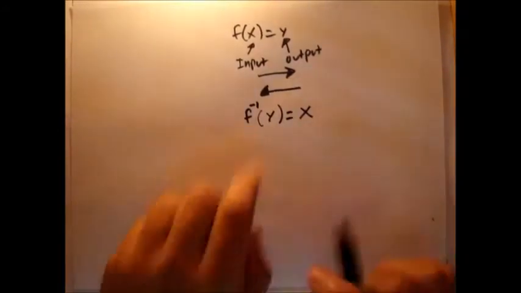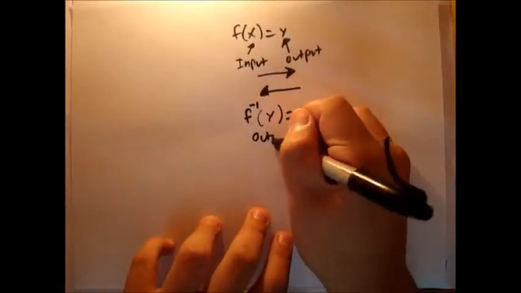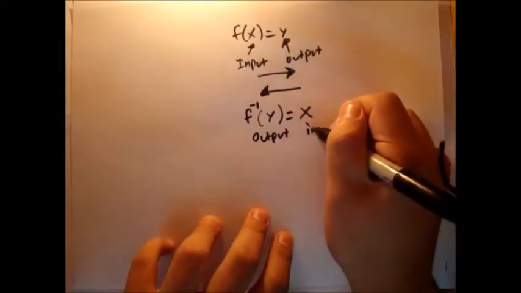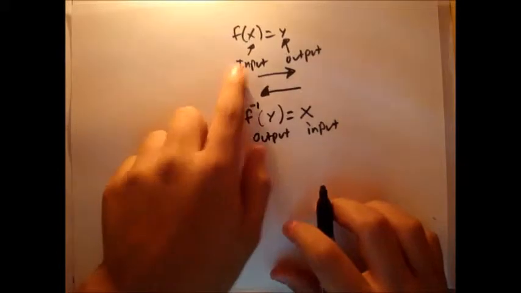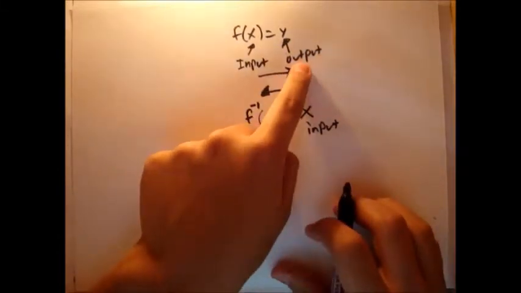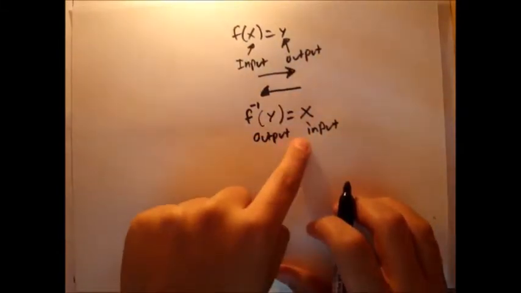In other words, the inverse function uses the output to give you a certain input. So in a normal function, you put in something and you get something out. You put what you got out into the inverse function, you get what you put in.